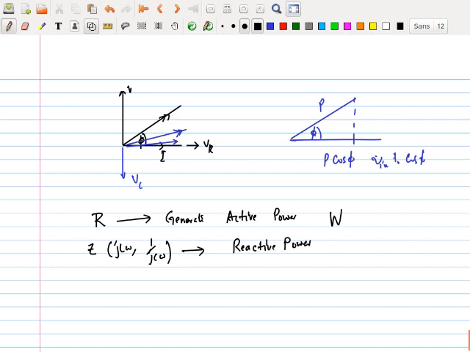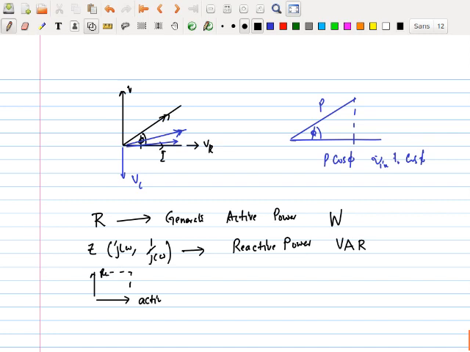Right? Reactive power. And because people wanted that particular power to be recognized in a separate manner, they call it volt ampere reactive. They call it VAR. Right? VAR. Then, if I put these two together, this is going to be the active power, and what is going up here is going to be the reactive power.